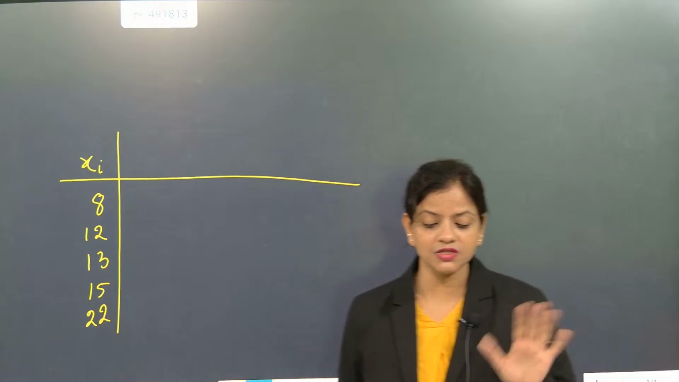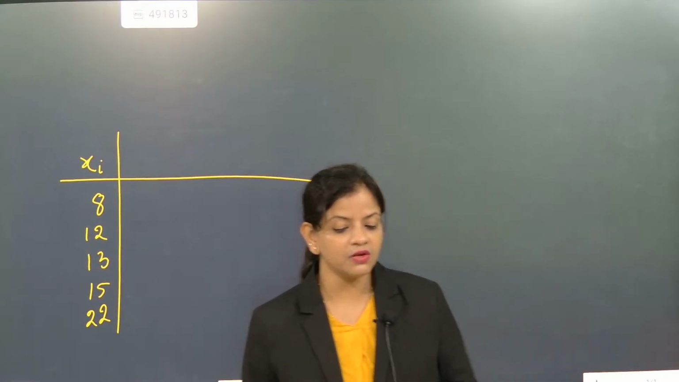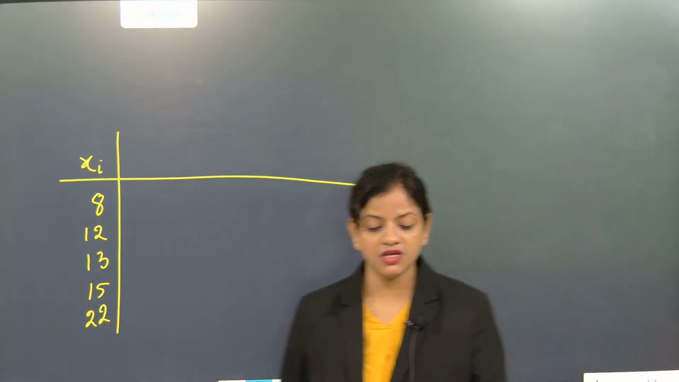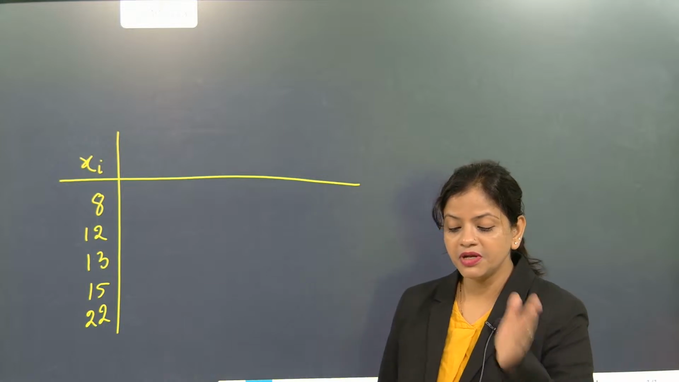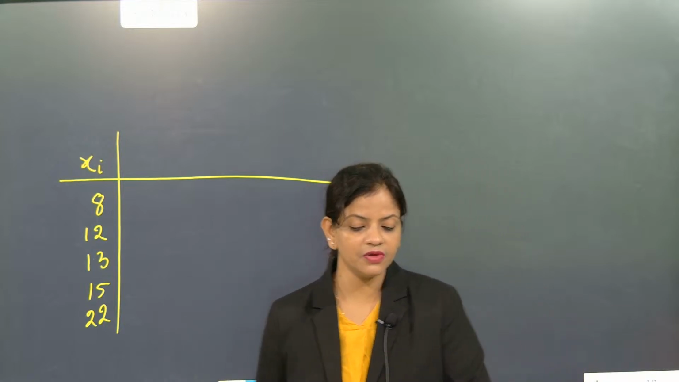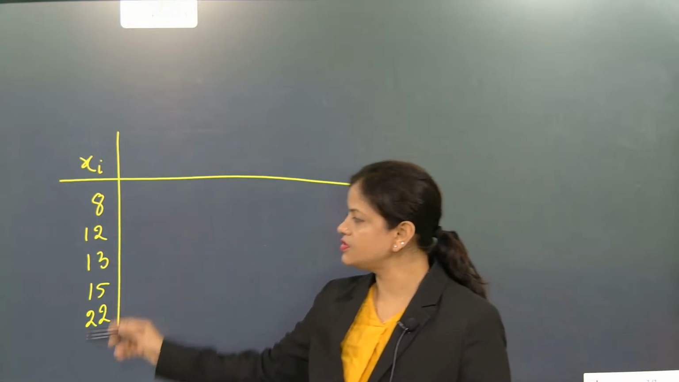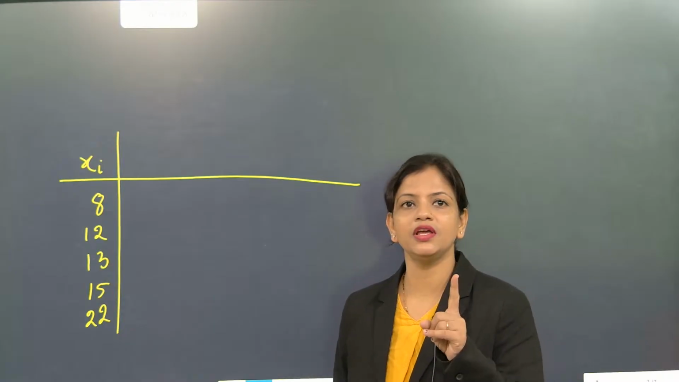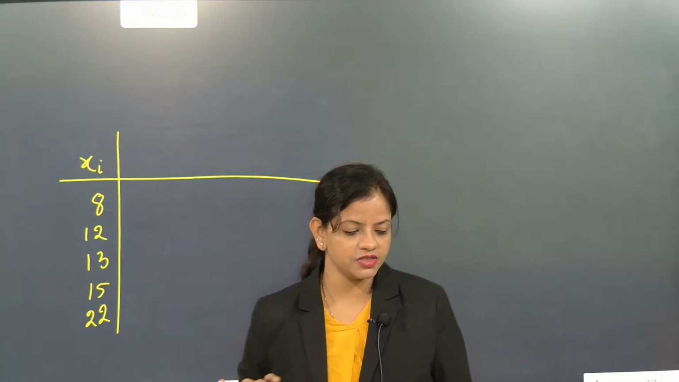So here frequency is not there. Why is frequency not there? What is frequency? Frequency means when an outcome is repeated again and again, that becomes the frequency. So here the outcome is not repeated. It is coming one time only. So this is observation. Understood?